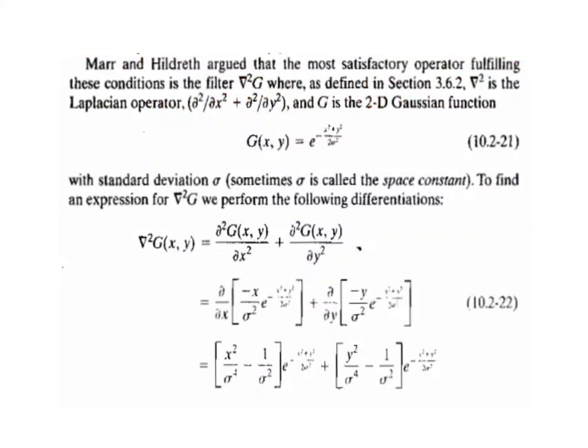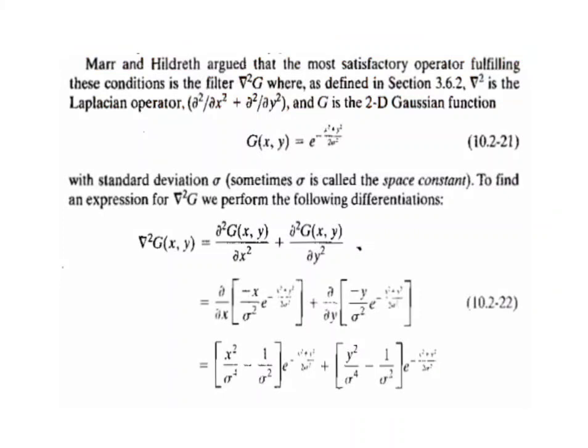G of x comma y is equal to e raised to minus x square plus y square upon 2 sigma square, with the standard deviation sigma. Sometimes sigma is called a space constant. To find an expression for del square G, we perform the following differentiations, that is, del square G of x comma y is equal to del square G of x comma y upon del x square plus del square G of x comma y upon del y square.